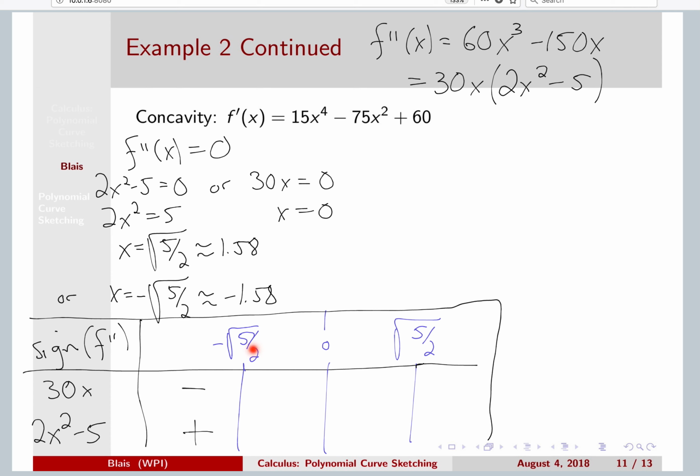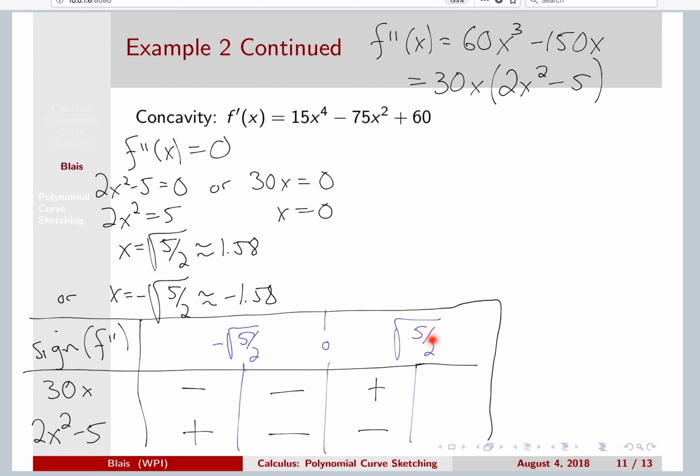Something between minus root 5 over 2 and 0, negative 1 is in there. 30 times minus 1, negative. 2 times minus 1 squared is 2, minus 5 is negative 3, so that's negative. Something between 0 and root 5 over 2, 1 is there. 30 times 1, positive. 2 times 1 squared is 2, minus 5 is negative 3, negative.